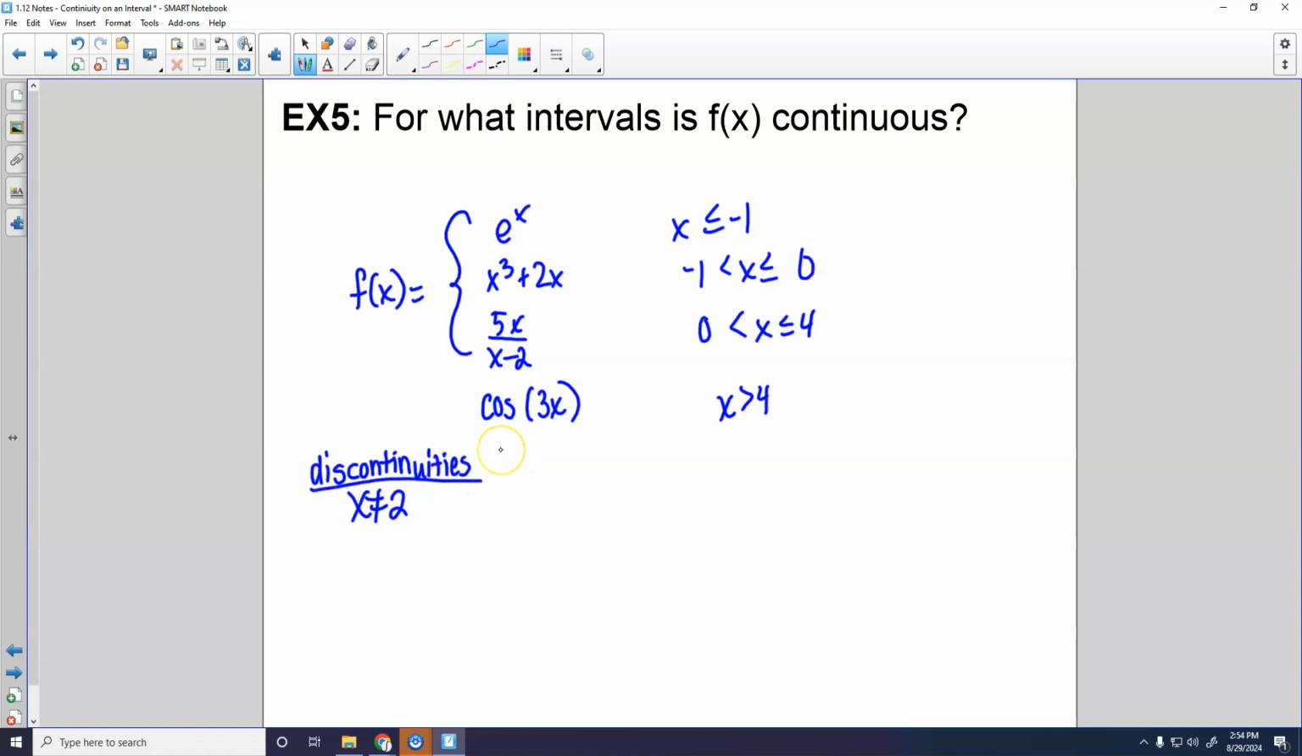So I'm going to make a list of my discontinuities. Then we can write about where it's continuous. So x cannot equal 2. The other thing I have to check is whether or not my piecewise pieces match up, right? If you were doing this on a free response question, you would need to do the limit as x approaches -1 from the left of f of x, which is the limit of e to the x, which would be e to the first power, which is just e, for that.